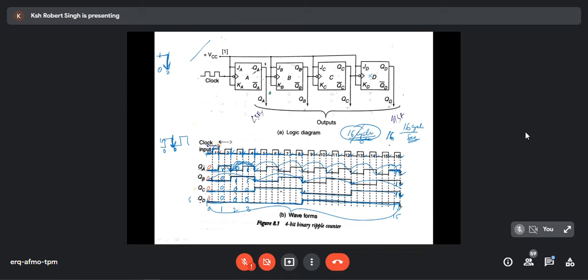Now let us think that earlier the output was 0. I am not able to write here, so I'll write here because I'm going to analyze many things. So let earlier be 0. Your QA is 0, your QB is 0, your QC is 0, your QD is 0.